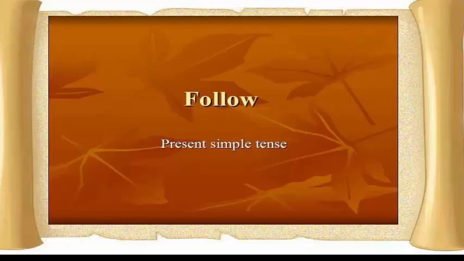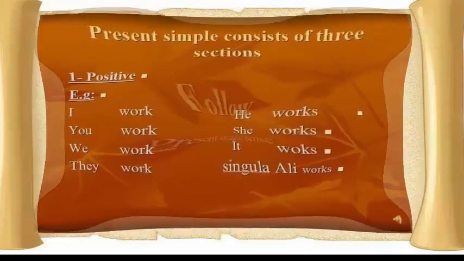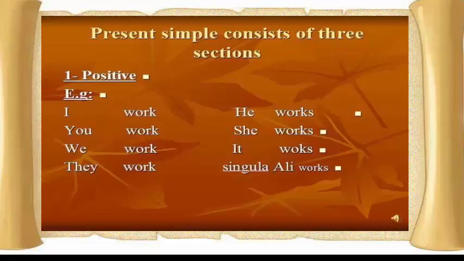Today we are going to complete the present simple tense. Follow present simple tense. Present simple consists of three sections. Number 1, positive form. To form present simple in the positive, we say I, you, we, they.